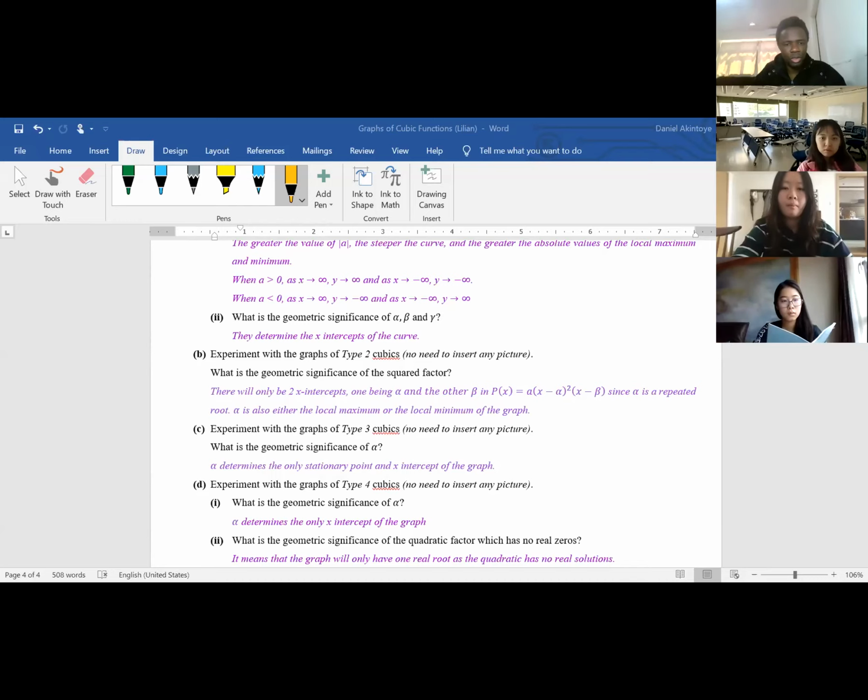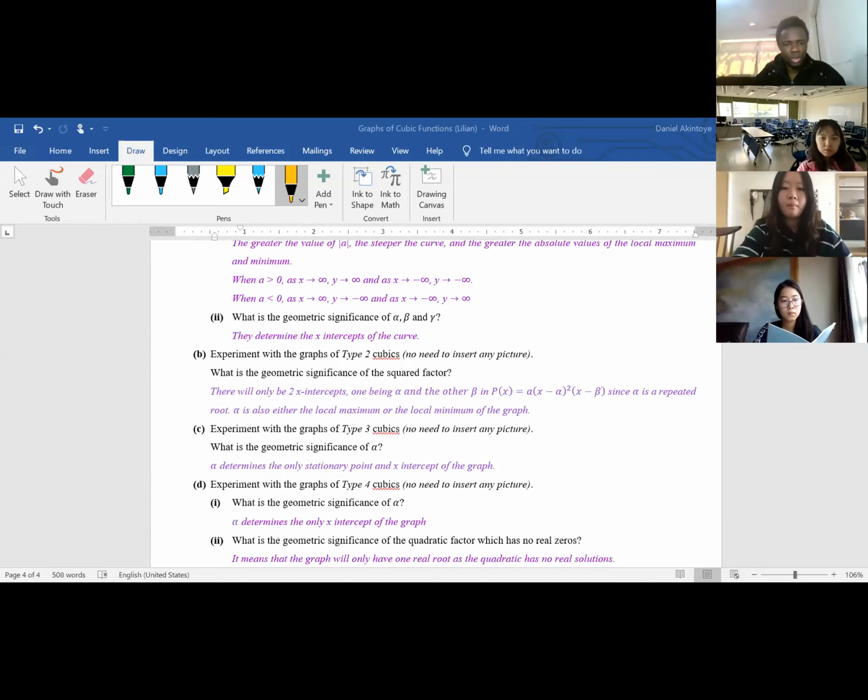So here there is a change in direction. When one is going positive, the other goes negative. When the one is going negative, the other goes positive. But here they follow the same direction. When one is going positive, the other goes positive. When one is going negative, the other goes negative.